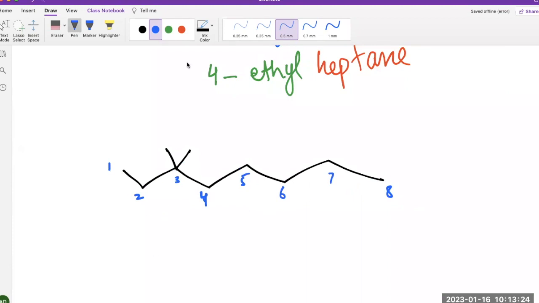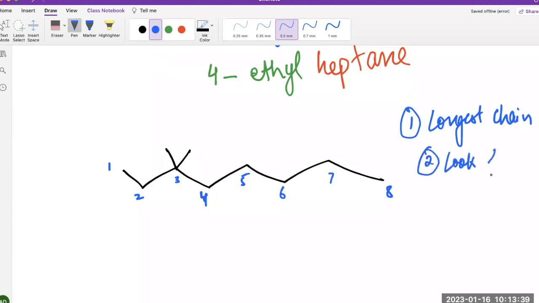So again, the first rule was to find the longest chain, the parent chain, which we already did. The second rule is to look for a substituent. So circle your substituent and get their names right away. Getting the name of the parent of the longest chain is easy here because the longest chain is 8 carbons. So 8 carbons, that must be octane. The point is, what is our substituent?